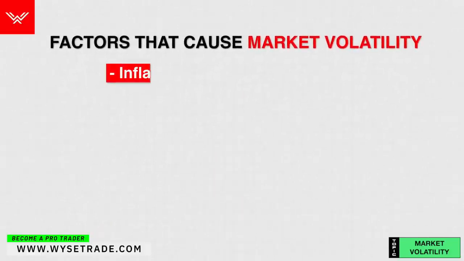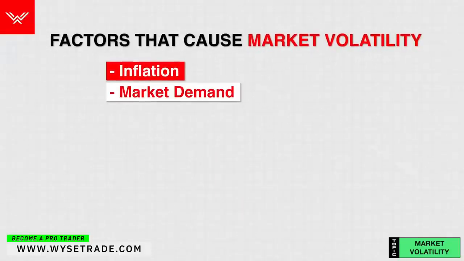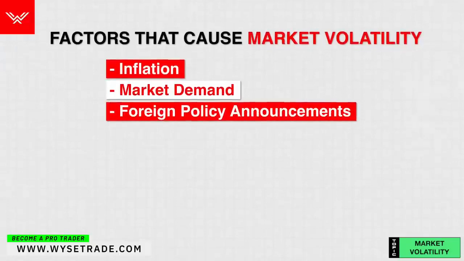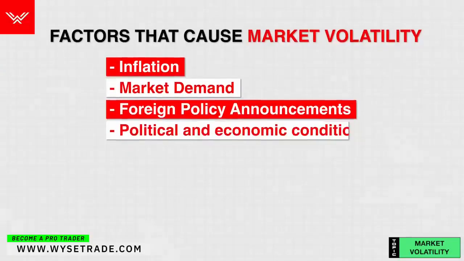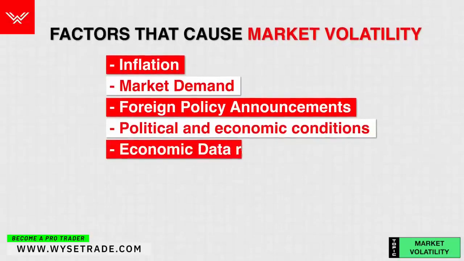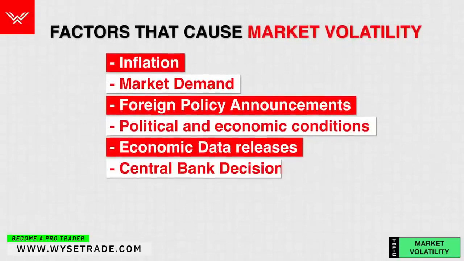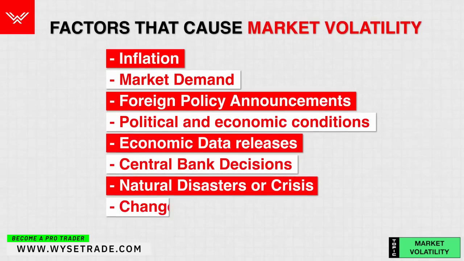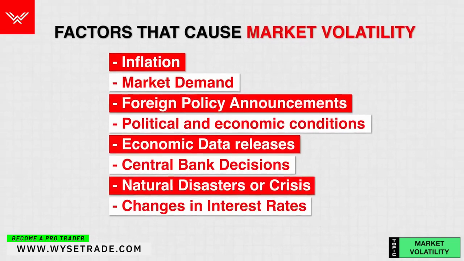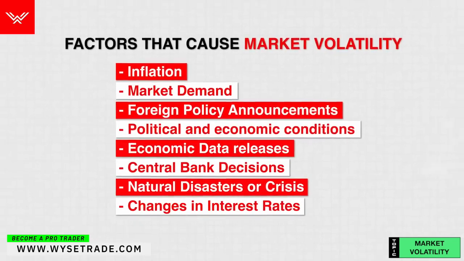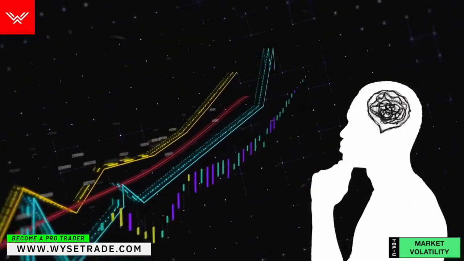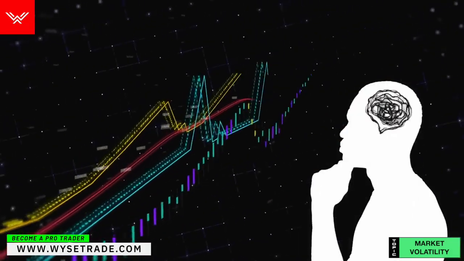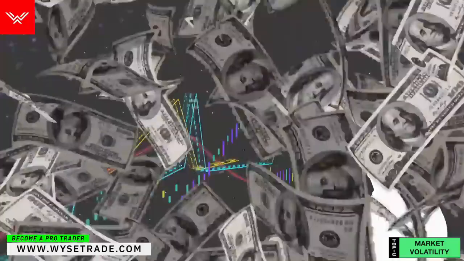Things like inflation, market demand, foreign policy announcements, political and economic conditions, economic data releases, central bank decisions, natural disasters or crisis, changes in interest rates. With all these factors at play that cause swings in price, speculating on exchange rate fluctuations is one of the most common ways for individuals to make money trading in the Forex market.